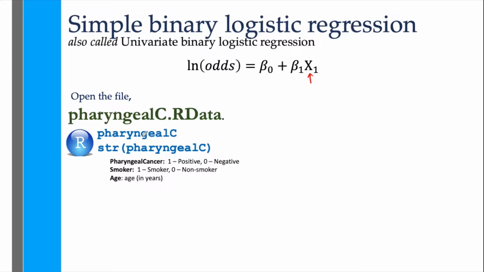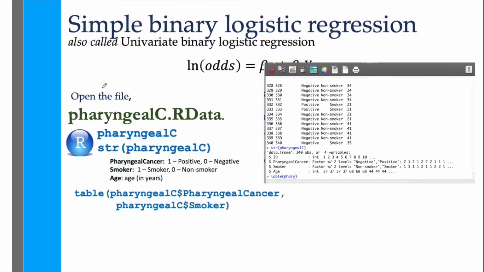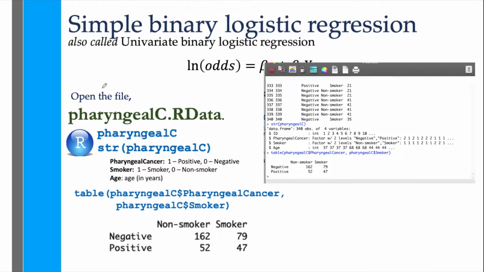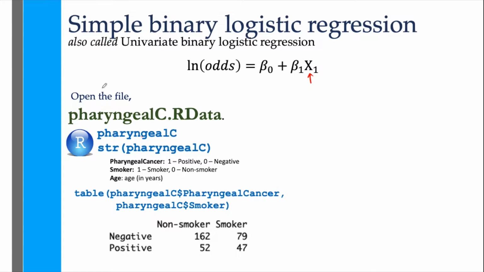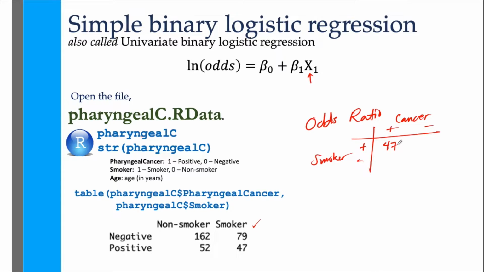Now, let's create a cross-tabulation using the table function. And we can see this cross-tabulation table. Now, suppose you're asked to find the odds ratio of having pharyngeal cancer for smokers versus non-smokers. So, using this table, wherein it's like having pharyngeal cancer as positive and negative, and whether smoker or not. We see that this table shows us that there are 47 cancer patients who are smokers, 52 cancer patients who are non-smokers, 79 patients who are negative of pharyngeal cancer but are smokers, and 162 non-smokers who are negative of pharyngeal cancer.